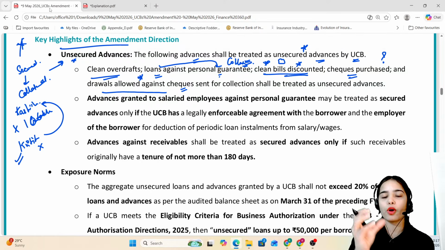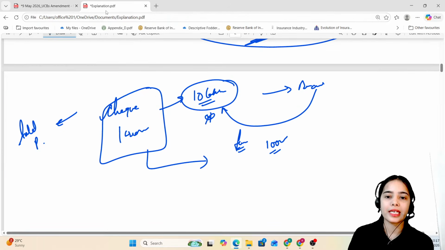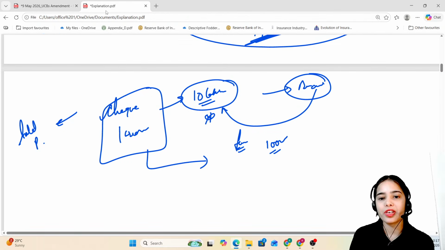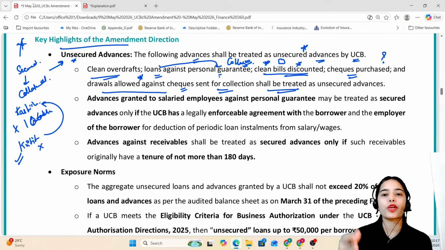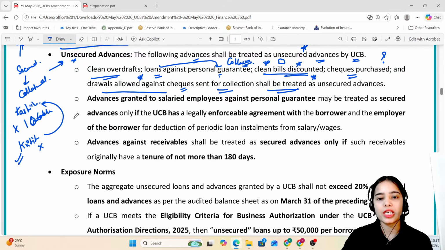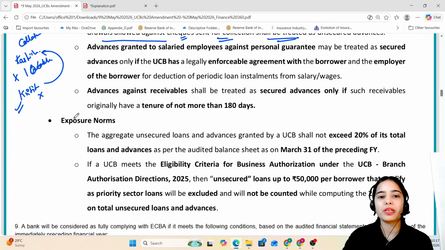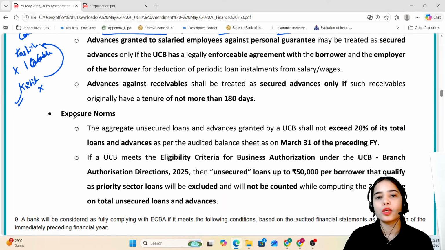Draws means part of the money that can be taken against the check sent for collection. This will also be treated as unsecured money, because the bank has given the 10 lakh rupees. What if this check bounces? So I hope this is all clear, that these are all considered unsecured advances: the clean overdrafts, loan against personal guarantee, clean bills discounted, or the checks purchased, draws allowed against the checks. All of this is unsecured advances, because they are not backed by any physical collateral.